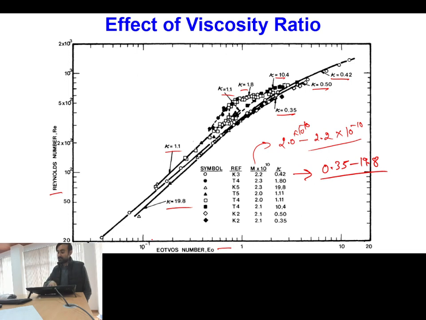Almost this Eötvös number and Reynolds number data is not showing any special trend upon variation of k, because here k is very high, 19.8, there it is 0.42, but there again a high value of k, 10.4. So it means the viscosity ratio does not have any specific effect on the terminal velocity. Almost all of it follows a single curve.